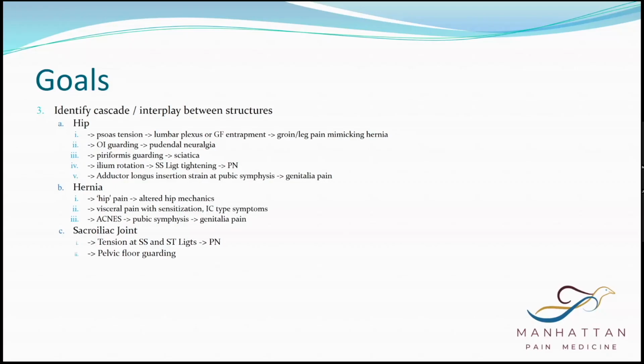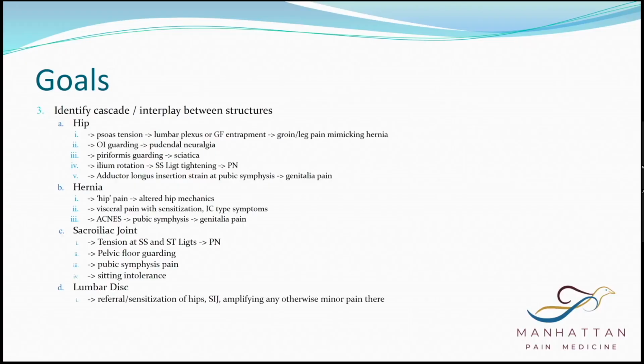Sacroiliac joint, tension at the sacrospinous and sacrotuberous ligaments, pudendal neuralgia, pelvic floor guarding, pubic symphysis pain, sitting intolerance, lumbar disc herniations. Anytime there's a lumbar disc, two things. One, it's innervated by the sympathetic nervous system, so it just feeds into the sensitization of the whole pelvic region. So lumbar disc pain can reignite endo-type pain. So someone who had endometriosis, had it treated, it's all better, pelvic is calm, now herniates a lumbar disc, it's going to reignite that same sensitization pathway. So it may even present feeling like endo pain again, just because the nervous system's holding a grudge.